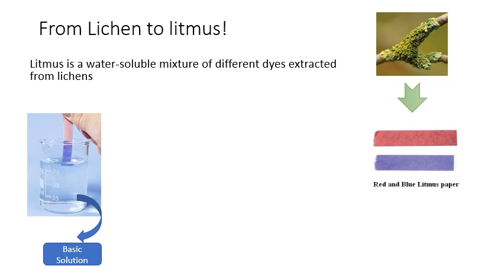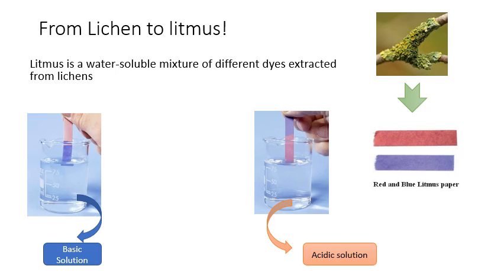What do you think will happen if I dip the litmus paper in an acidic solution? In an acidic solution, the blue litmus paper turns red, while the red litmus paper remains red. The blue litmus paper remains blue in a basic solution. So if the blue paper is dipped in acid, it turns red, and if the red paper is dipped in a basic solution, it turns blue.